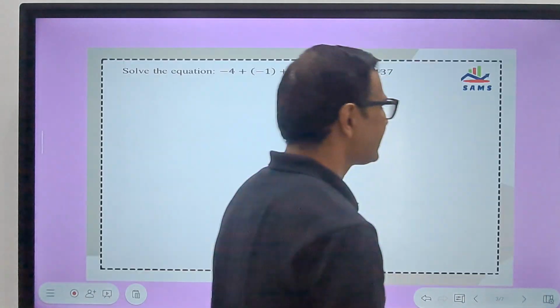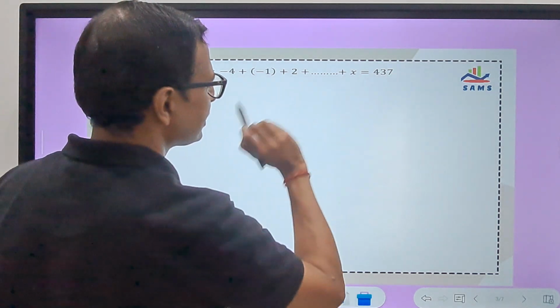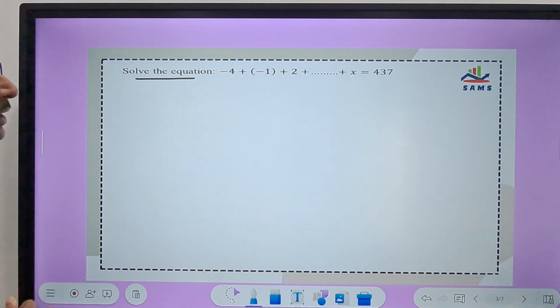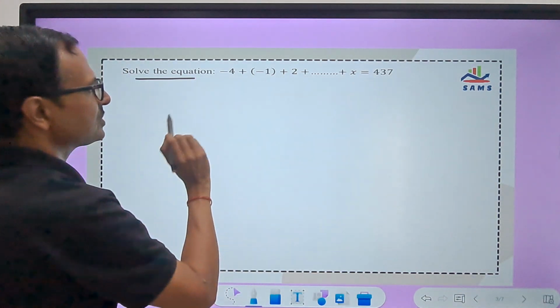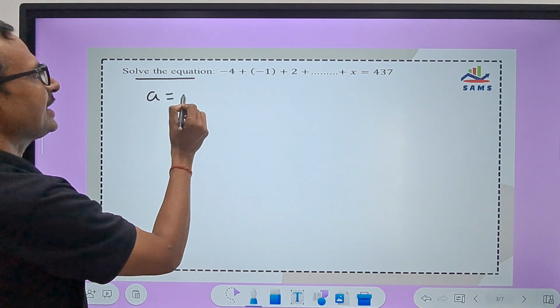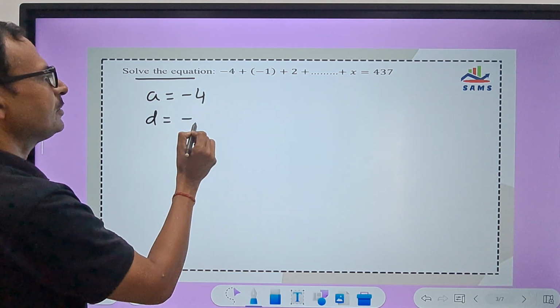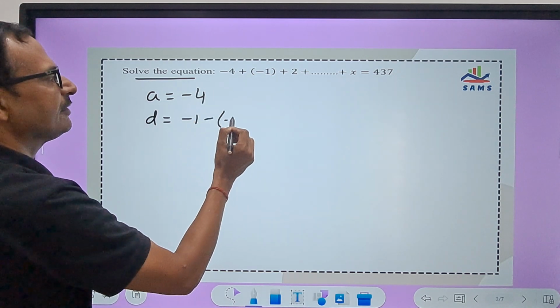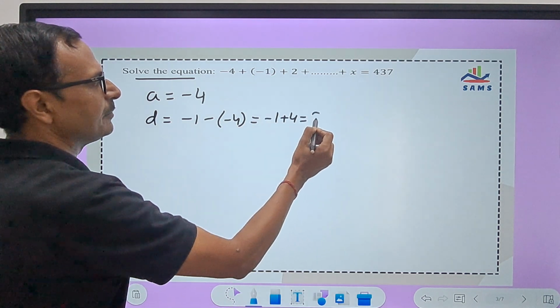Right, let's see the first question. So we have to solve the equation. So there is an equation which is given here. Now, how do you tackle this question? See, this is an arithmetic progression. The first term A is given as -4, and the common difference D is second term minus the first term, that is -1 plus 4, which is 3.